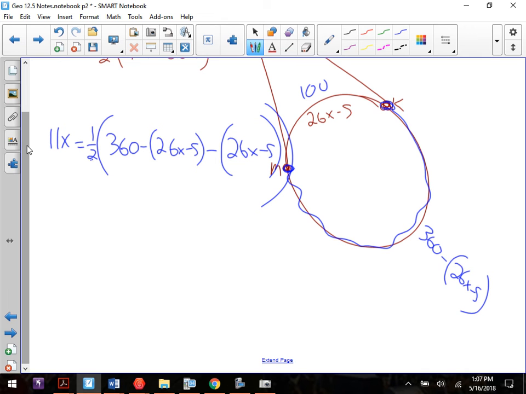So what happens here is, well, I'm going to move this half. How do I move the half? Yeah, divide or multiply the other side by 2. So I'm going to get 22x will equal 360 subtract 26x. What's a negative times a negative? Plus 5 minus 26x plus 5. Because there's 2 of them.